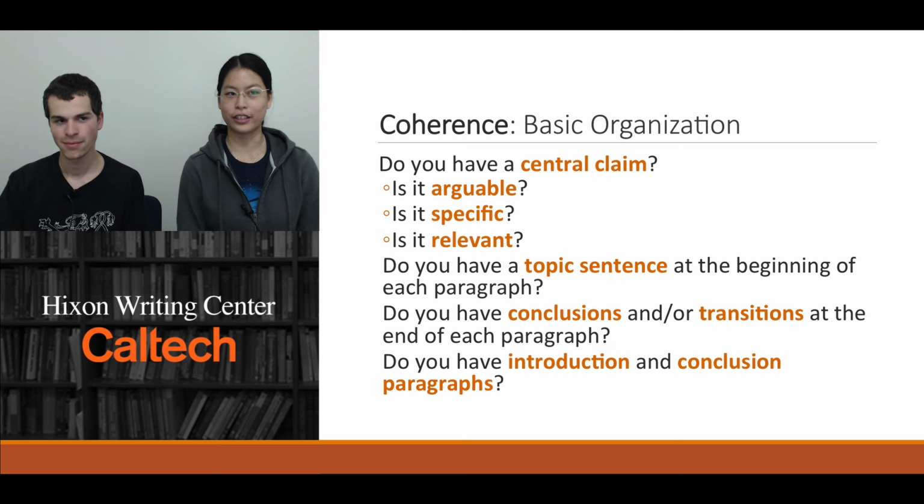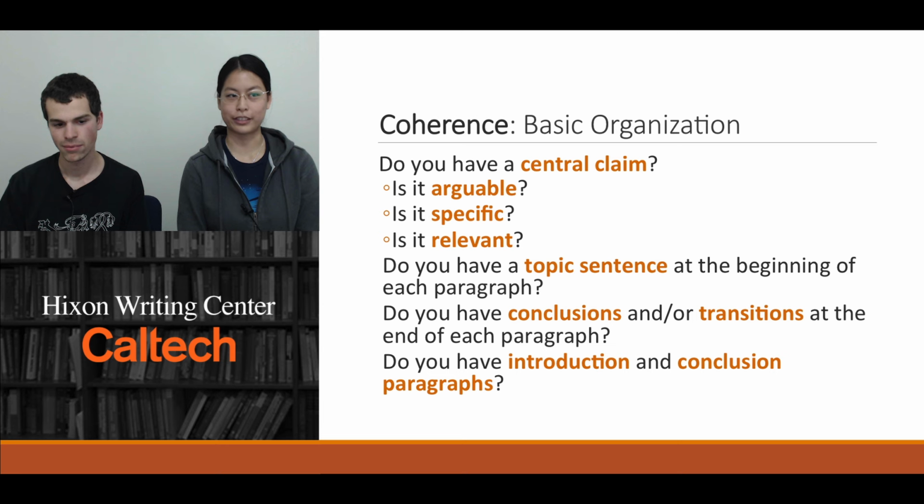One of the most important things to consider is the basic organization of your paper. Looking at it, do you have a central claim? The central claim may also be called a thesis statement, especially in humanities papers. Now ask yourself, is it arguable? In other words, do you make a claim that someone could disagree with? Novice writers often just restate the prompt or describe a fact, but you should go beyond that.